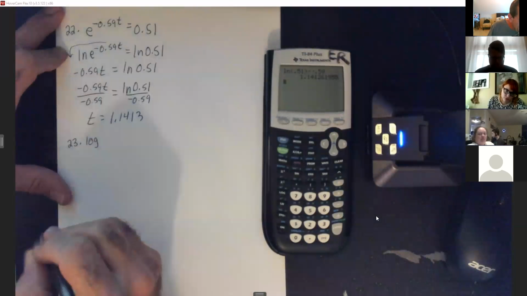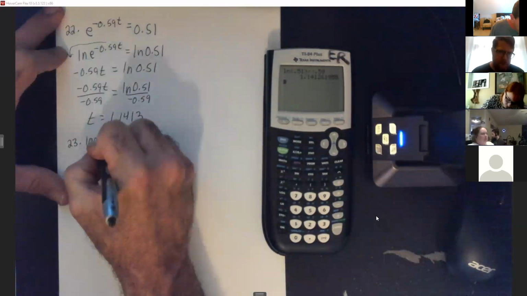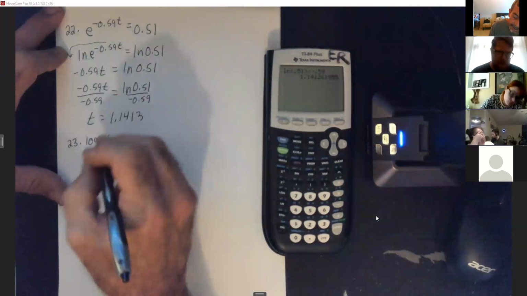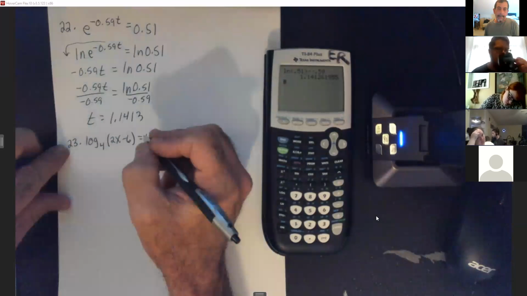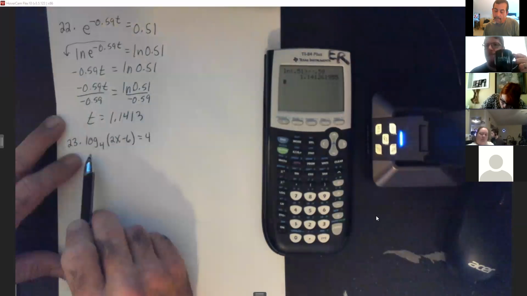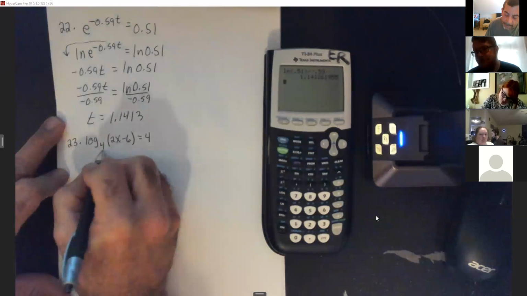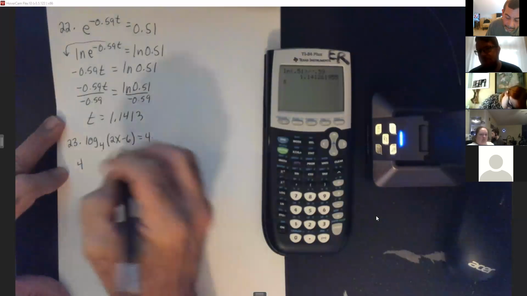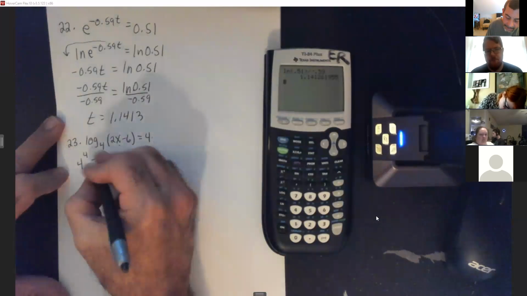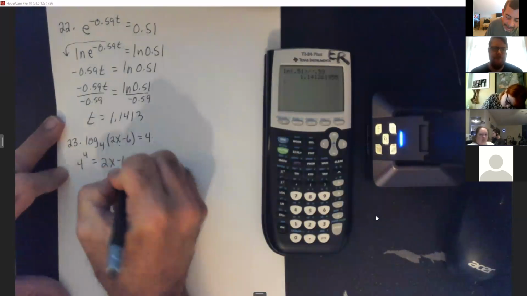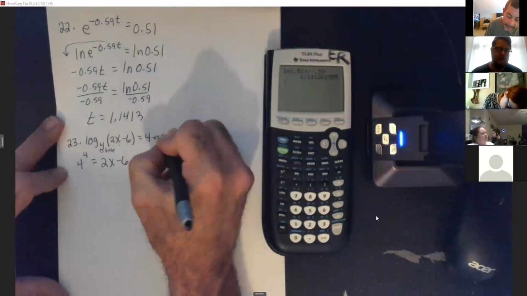All right, so continuing on, solve for x. I got log base 4 of parentheses 2x minus 6, all that's going to equal 4. So when they give you a log and they want you to solve it, you rewrite it as exponential. So your base is 4. Your exponent is a 4. And 4 to the 4th power has to equal the 2x minus 6. So remember, base, exponent, result.